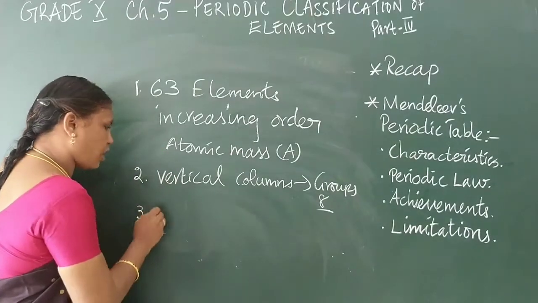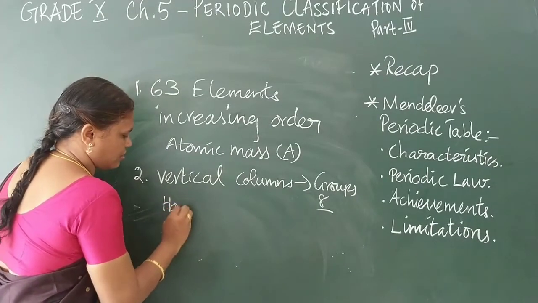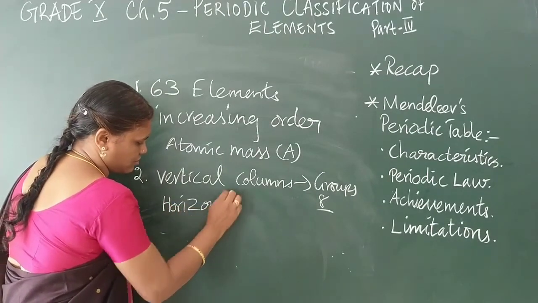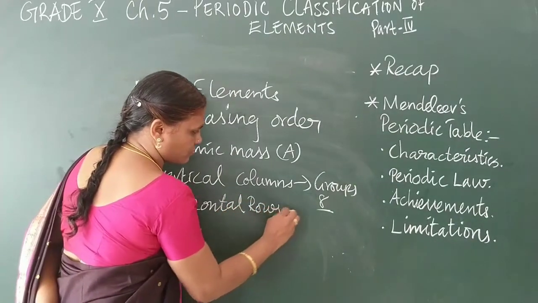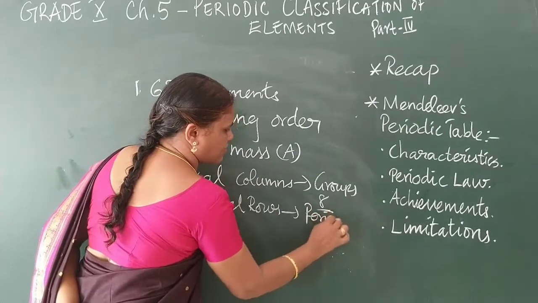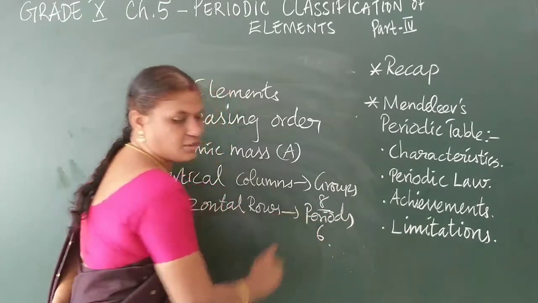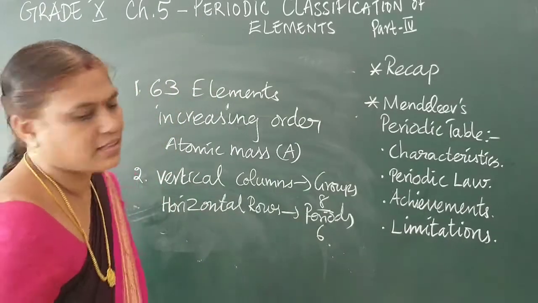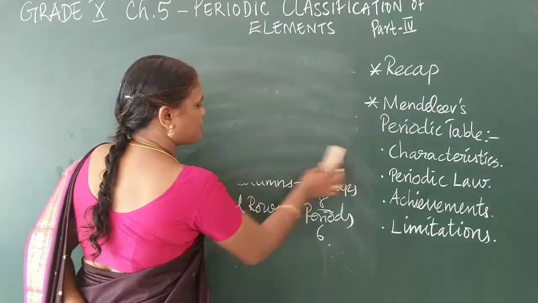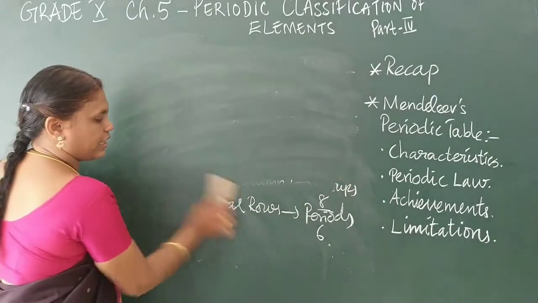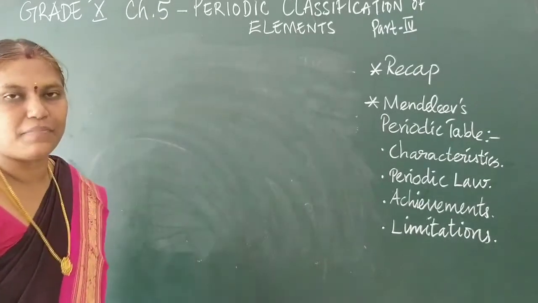The third one is what? The horizontal rows are called periods, and it has 6 periods. Just now we have seen that. And the third one is that the elements are grouped together. So the first point we have seen is that they are arranged in the increasing order of atomic mass.